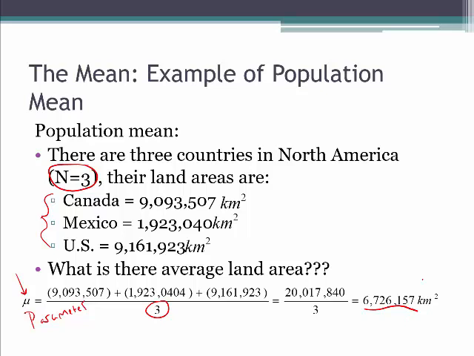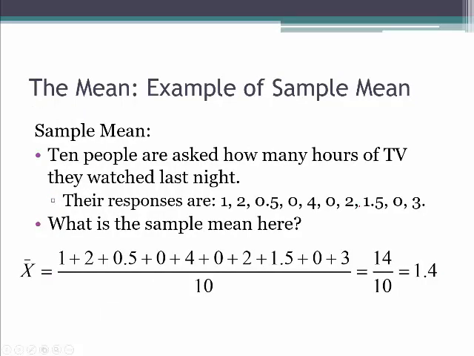All right, well, how about the sample mean? Suppose you just asked 10 people how many hours of TV they watched last night. Here are the responses in hours: 1 hour, 2 hours, 0.5 hours is half an hour, 0 hours, 4 hours, all the way through. What is the sample mean here? So this is not a parameter. This is going to be a statistic because it comes from a sample.